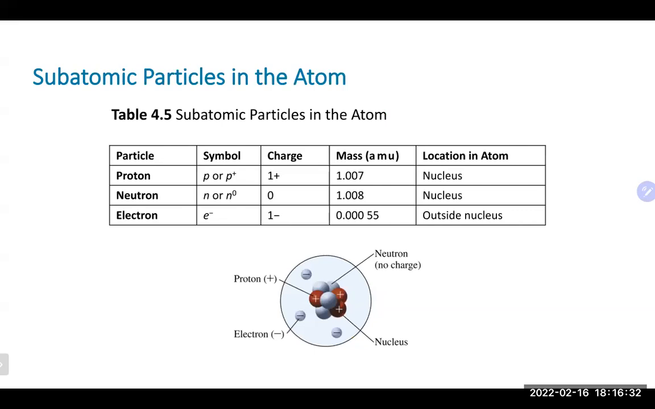Here again are the locations of everything. The proton and neutron, which were discovered in the 1930s by a guy named Chadwick, are found in the nucleus. Our electrons are outside the nucleus, traveling in that empty space or electron cloud, in a random motion as they move around the nucleus. Any questions on that?